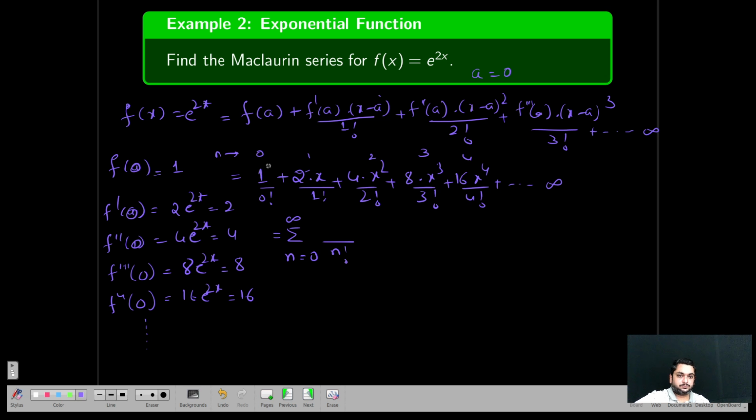Let us say it is 2 power 0, 2 power 1, 2 power 2, 2 power 3. So it is nothing but 2 power n, right? Into however x is varying, again x is the same: x to the power 0, x power 1, x power 2, x power 3. So into x power n. This is the Maclaurin series for e power 2x.